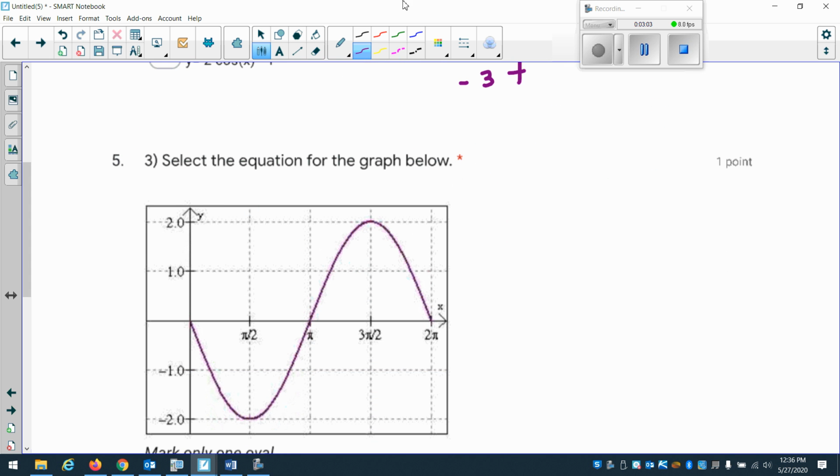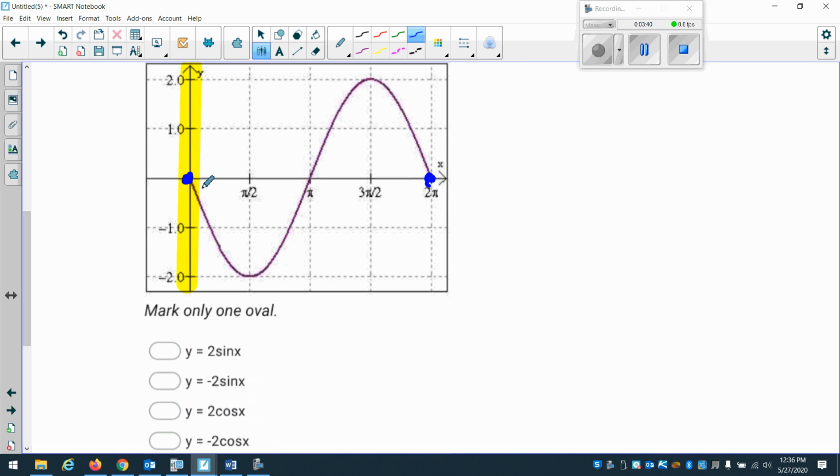Then these equations, it seems like a lot of people are having trouble on. You want to select the equation for the graph below. You always use the y-axis as your starting point. Then you see, are we starting at the max, min, or midline? Here you're starting at the midline. So since it starts at the midline, it is a sine graph. And to tell the period, when do we reach the midline after one full rotation is 2 pi. So the period is 2 pi, okay, and it's a sine graph, so we could eliminate these guys.